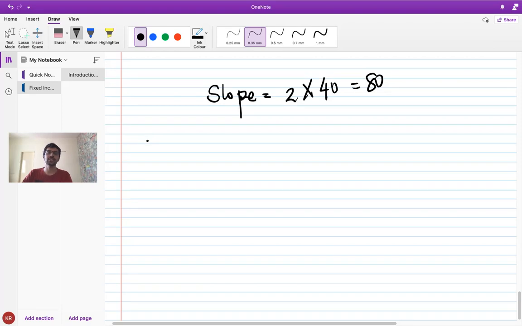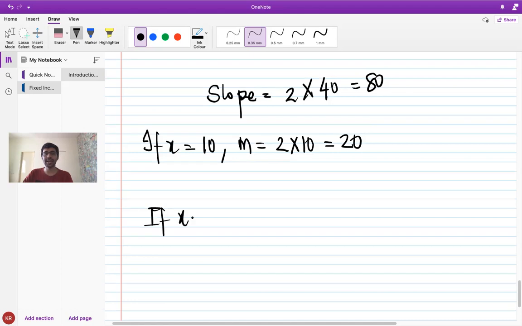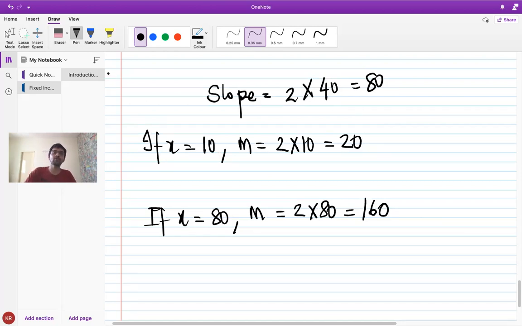Now, what I said was, if x is equal to 10, then m is equal to 2 into 10, which is equal to 20. And if x is equal to 80, m is equal to 2 into 80, which is equal to 160. Please remember the interpretation of m. What is the interpretation of m? If x increases by 1 unit, how much does the value of y increase by?